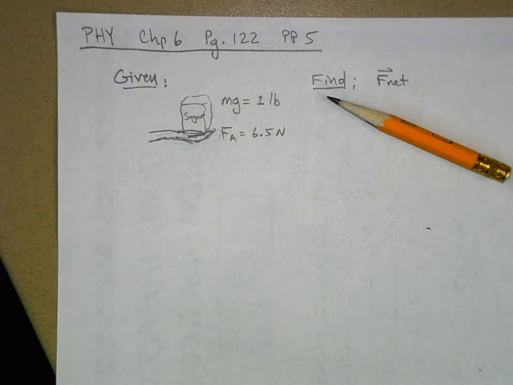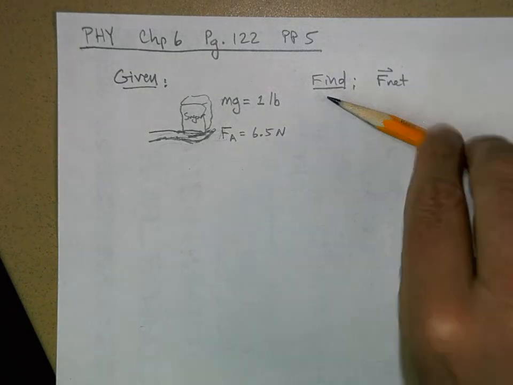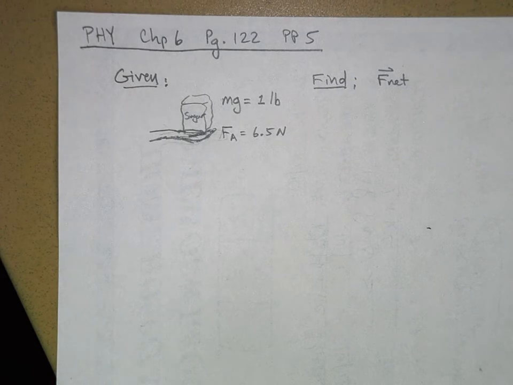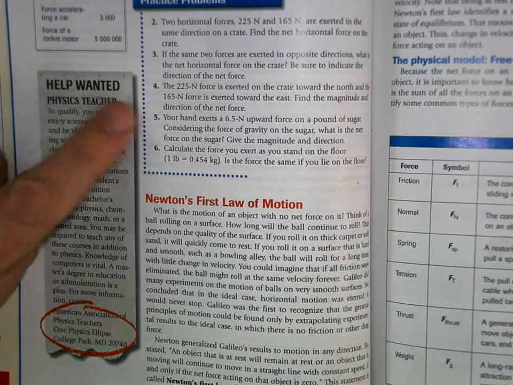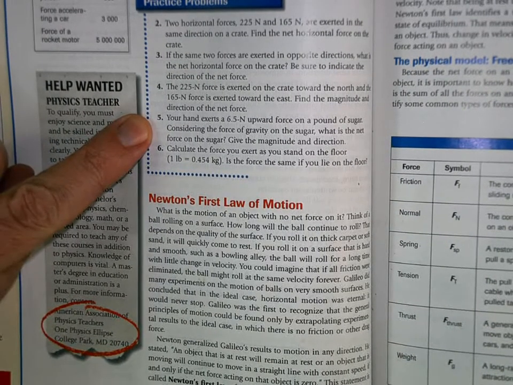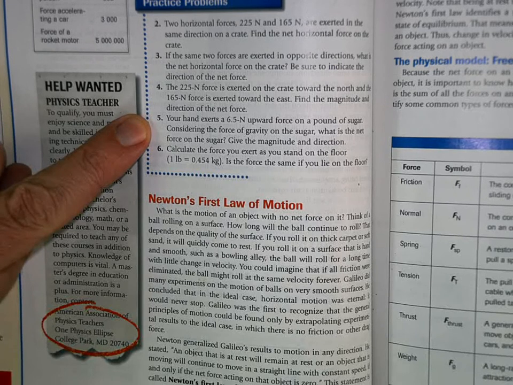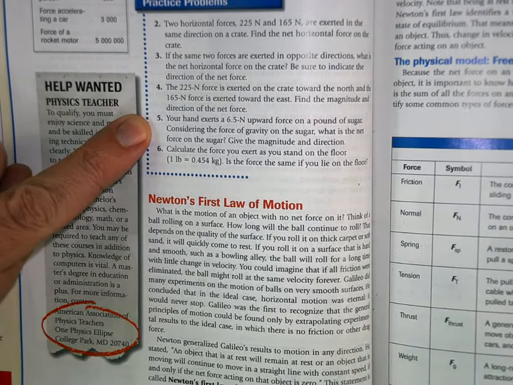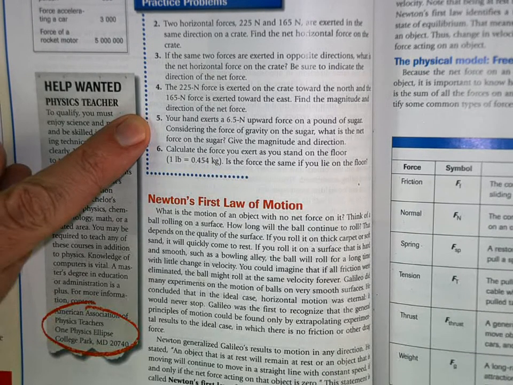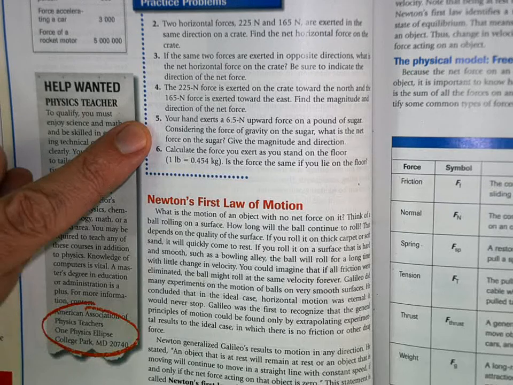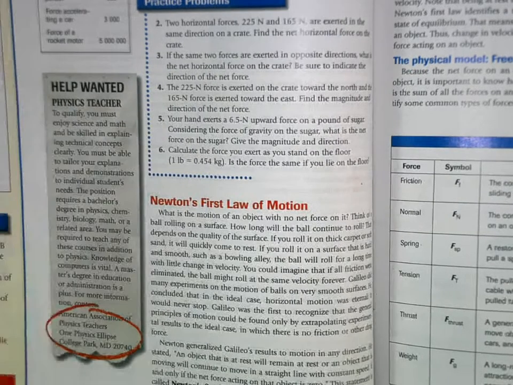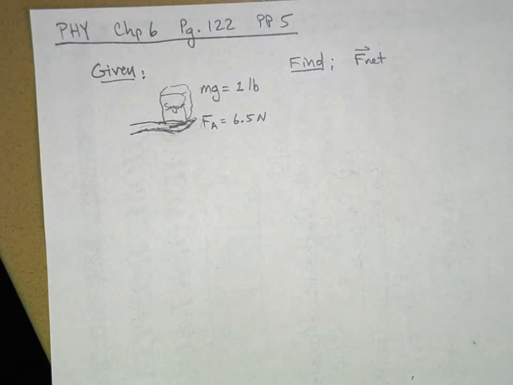All right, let's do practice problem 5 on page 122 in chapter 6. Here's the problem. It says in the book: your hand exerts a 6.5 Newton upward force on a pound of sugar. Considering the force of gravity on the sugar, what is the net force on the sugar? Give the magnitude and direction. And so let's do that.